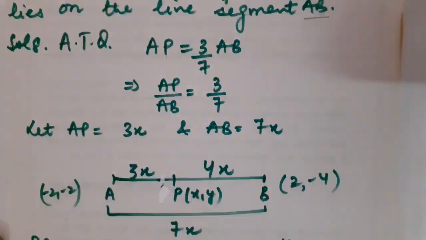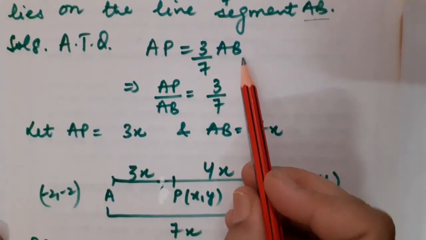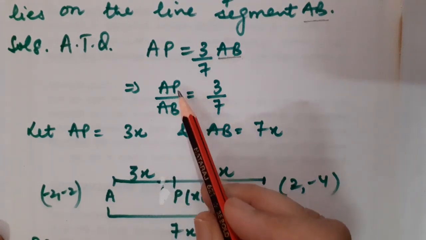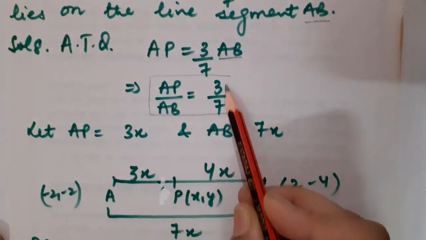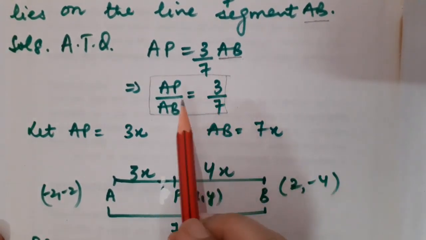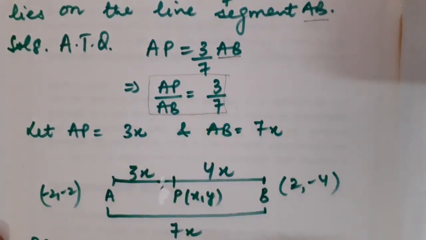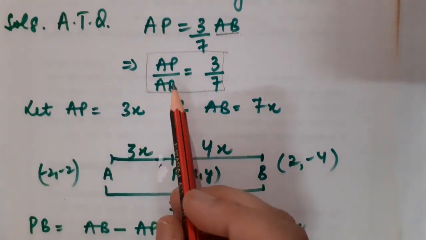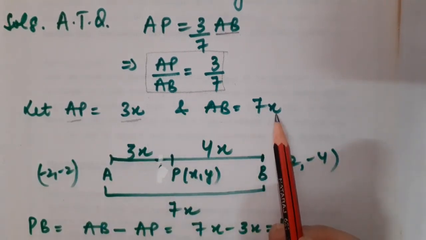Fine. One small new concept I am going to introduce in it, children. You will be having AP is equal to 3 upon 7 of AB. This AB I am going to bring on the left hand side. It will be divided, so it will be AP upon AB is equal to 3 upon 7. Children, as you know, you will be having the ratio given now. So ratio we cannot take like this, that AP is equal to 3 and AB is equal to 7. We have to take some variable along with it, because these are not the fixed values of AP as well as AB. So let AP is equal to 3x and AB is equal to 7x.